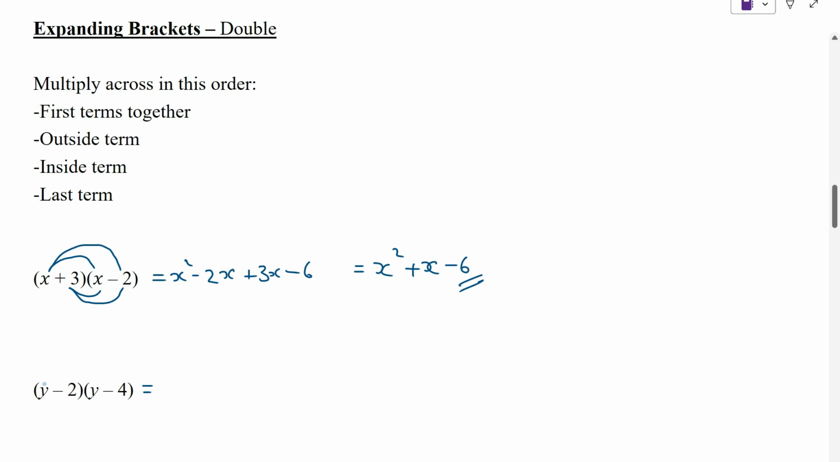Same thing for the second question. Let's multiply out. This gives us y squared minus 4y minus 2y plus 8. Simplify this again. And that's our final answer.